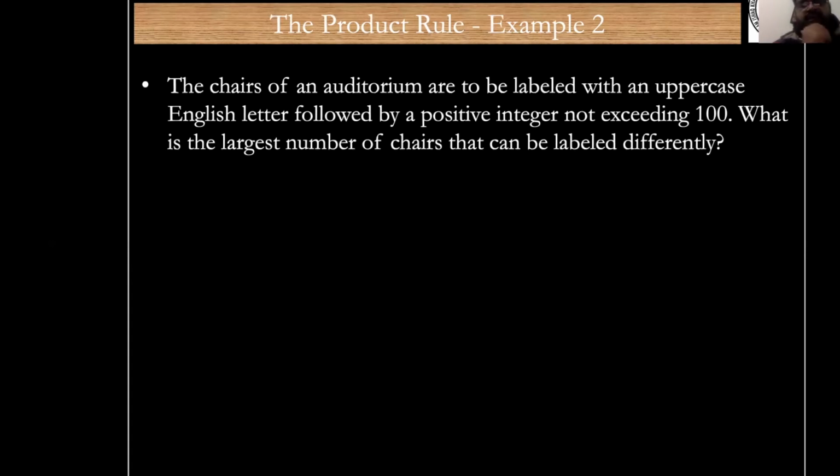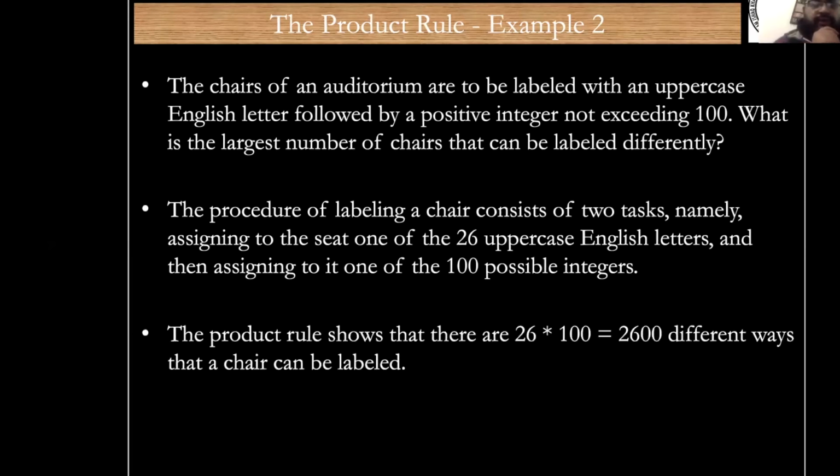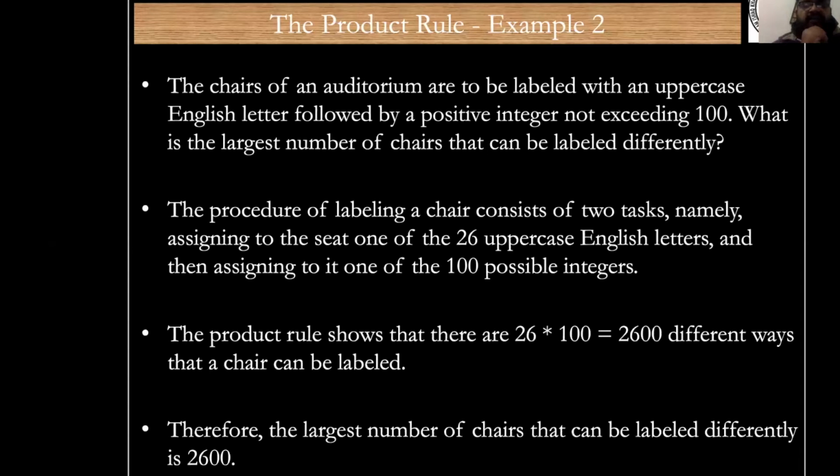So let's see how the answer is written formally. The procedure of labeling a chair consists of 2 tasks, namely assigning to the seat one of the 26 uppercase English letters and then assigning to it one of the 100 possible integers. The product rule shows that there are 26 into 100, that is 2600 different ways that a chair can be labeled. Therefore, the largest number of chairs that can be labeled differently is 2600.